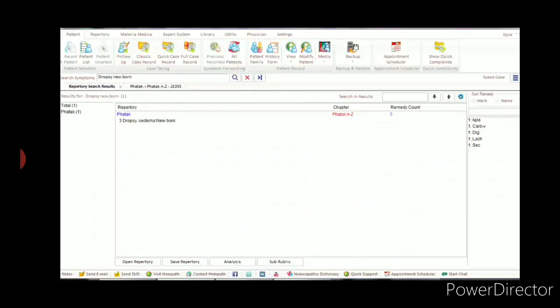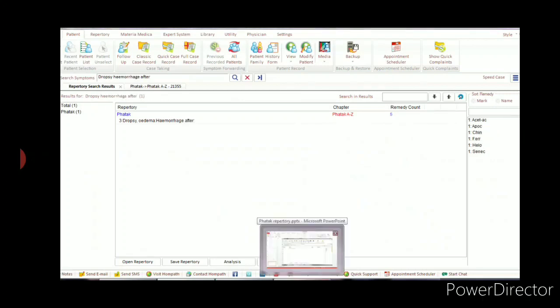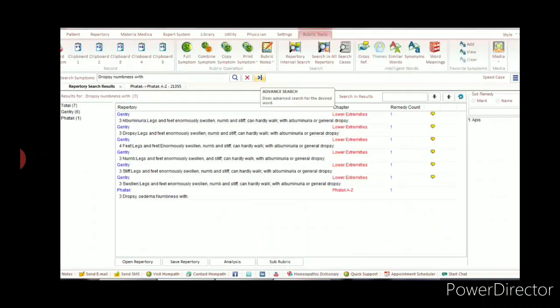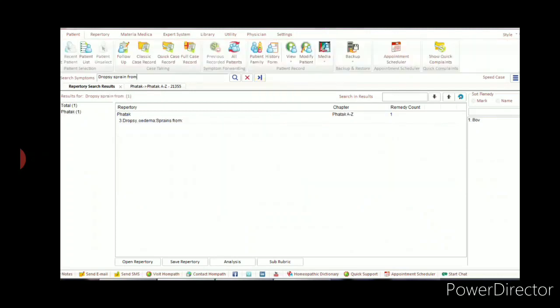Another rubric is dropsy of newborn. This rubric is only given in Phatak repertory with only 5 medicines. Also dropsy or edema after hemorrhage. There is a rubric of dropsy with numbness. Then dropsy after sprain. This rubric you can find only in Phatak repertory, where only 1 medicine is listed in this particular rubric.